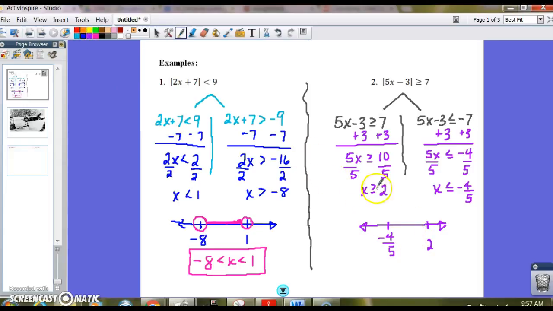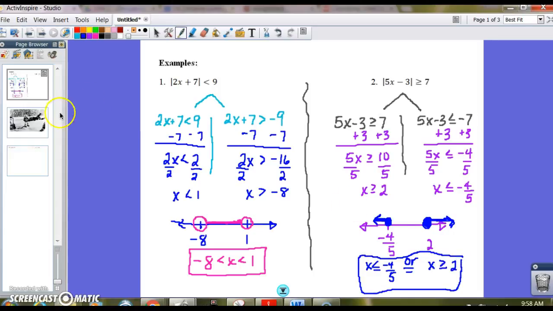Okay, I'm saying x is greater than or equal to 2. That means I have a closed circle at 2. Because it's greater than or equal to, I'm shading to the right. X is less than or equal to -4/5. That means I have a closed circle and it's less than, so I'm shading to the left. When my two arrows go away from each other, I have to have an or in my answer. So my answer here is x is less than or equal to -4/5, or x is greater than or equal to 2.